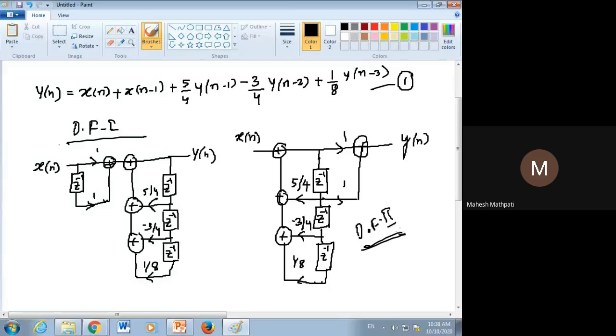Okay, so this is all about direct form 1 and direct form 2. For more examples, you can refer to the book and practice that part. Maybe tomorrow I'm going to start with the cascading part. Thank you. We'll close the session here.